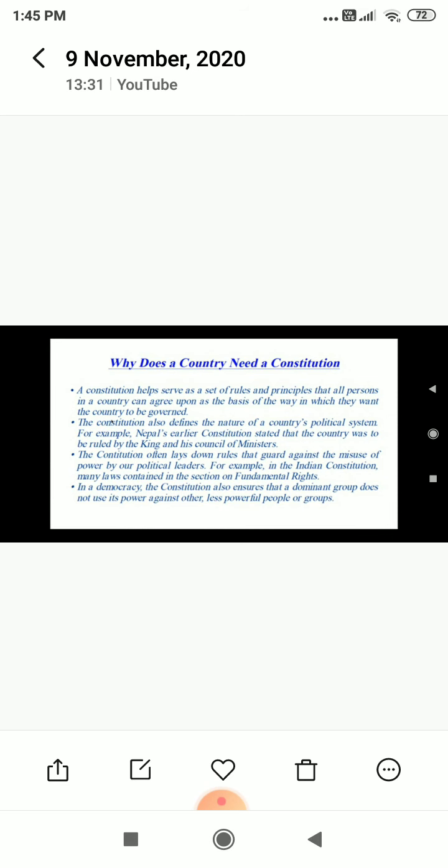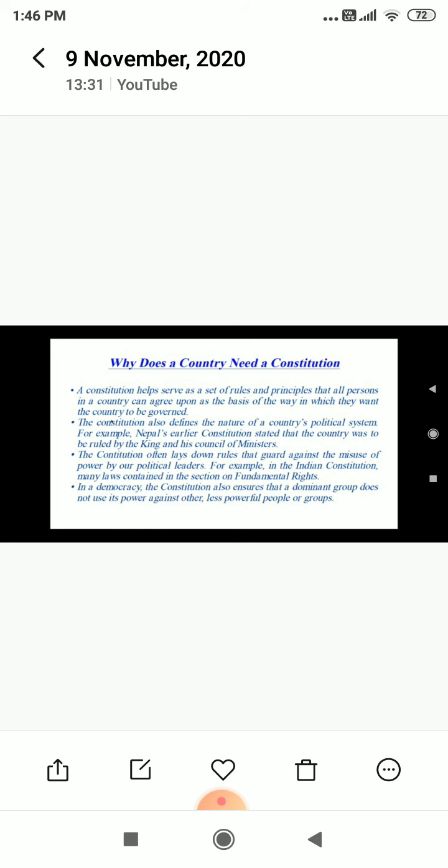First thing, why does a country need a constitution? Now I'm giving you one situation. Suppose a football game is going on, and if the players from both the teams have an issue, then who is going to sort out their issues? So we will say one referee or umpire is there who sorts out the problem or the dispute of both the players.